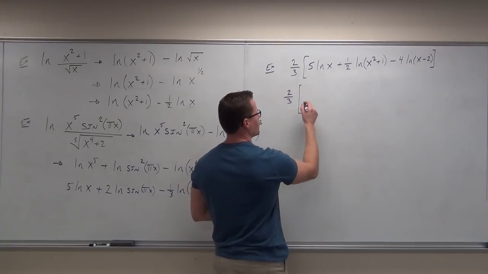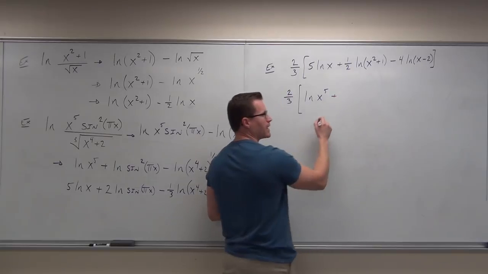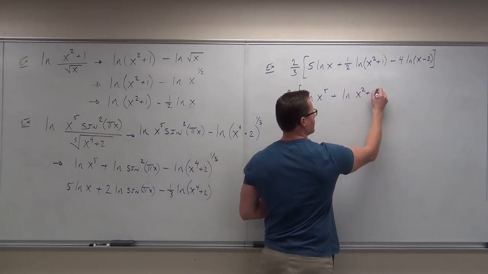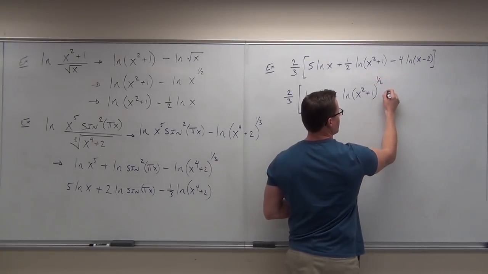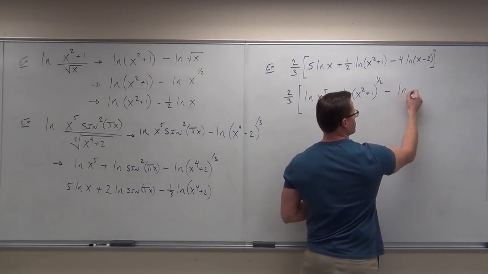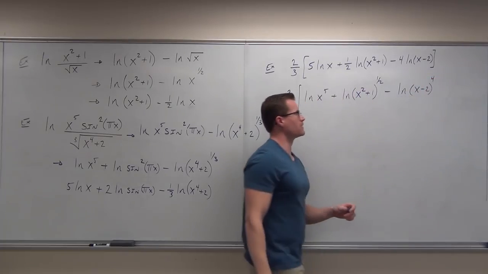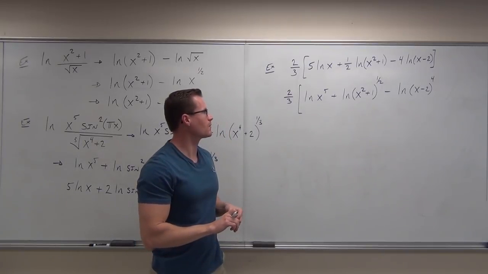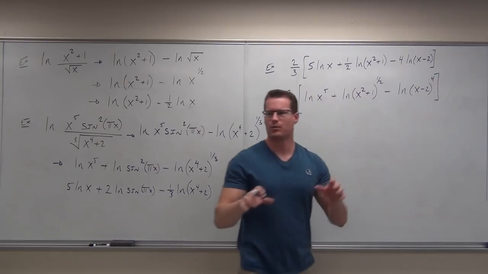So inside of our bracket here, we've got an ln of x to the 5th. We've got an ln of x squared plus 1 to the 1/2. We've got a minus ln of x minus 2, all to the 4th power. Okay, let's keep on working.